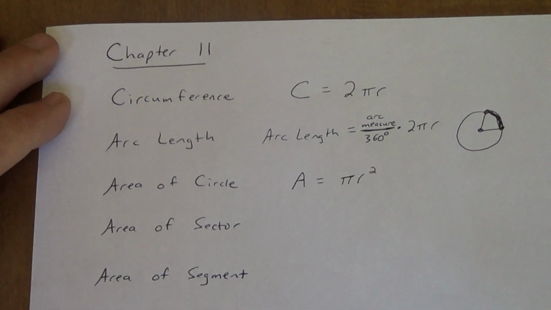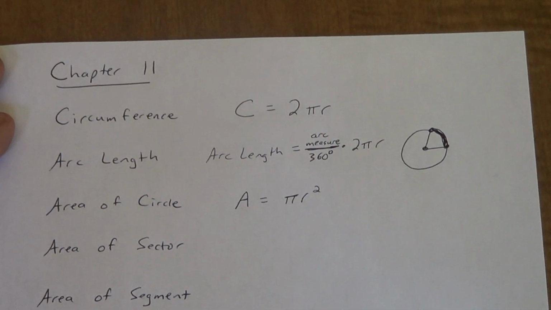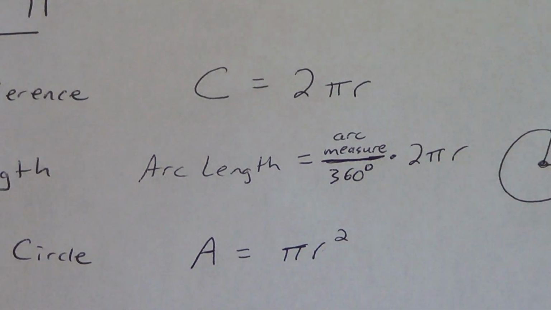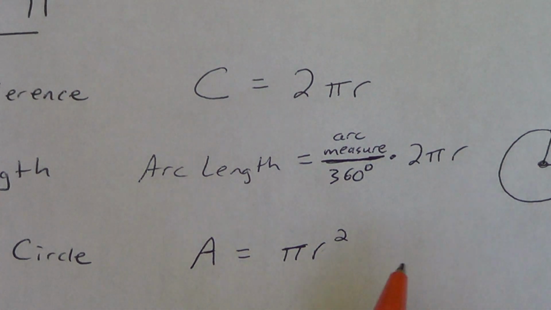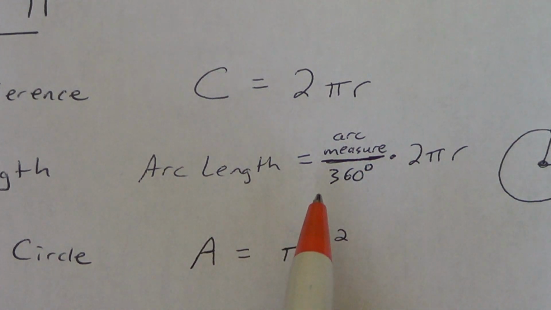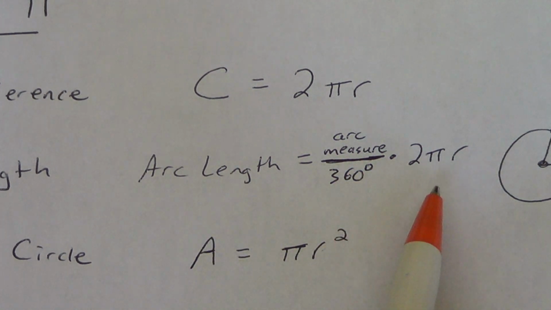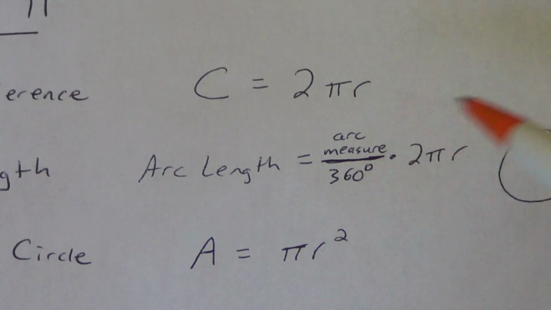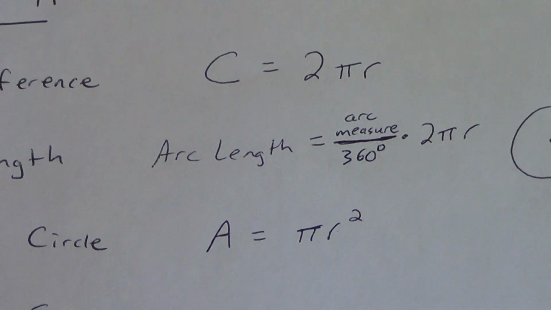So it's arc measure over 360 times 2 pi r. Let me zoom in a little bit to make sure you guys can see that really well. All right, so arc measure over 360 times 2 pi r. Like I said, we'll probably do one example of each on this video. Okay, so you're going to have to memorize this formula right here. Arc length equals arc measure over 360 times 2 pi r. Arc measure is in degrees, so the degree symbols are going to cancel out, so we don't really have to worry about that as we get to part of our label.